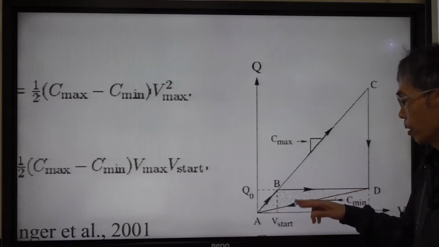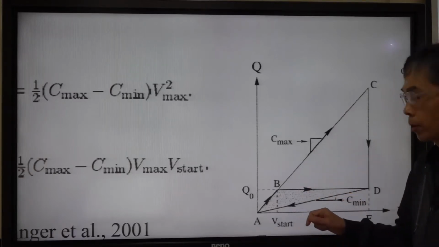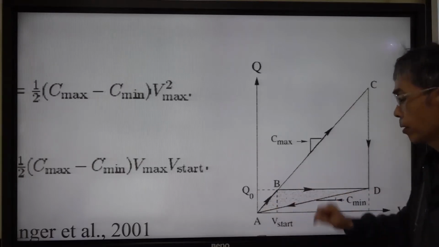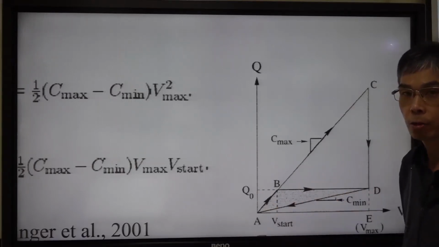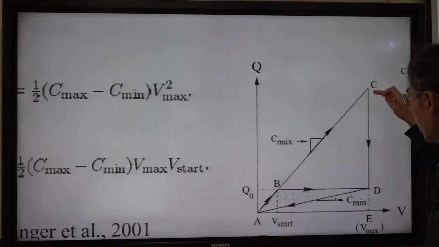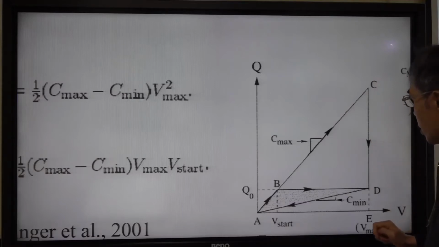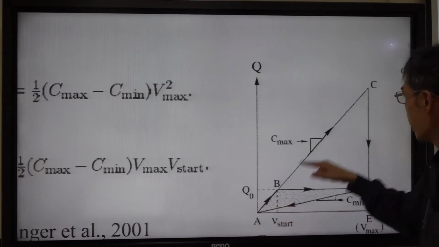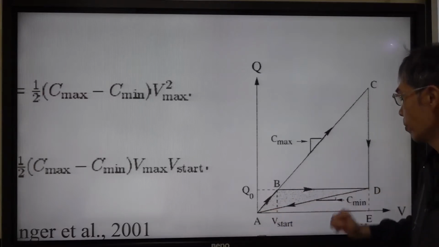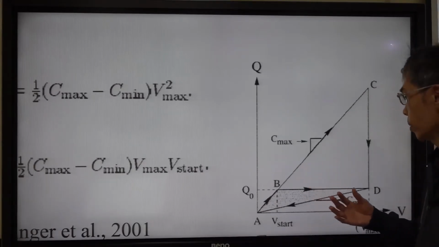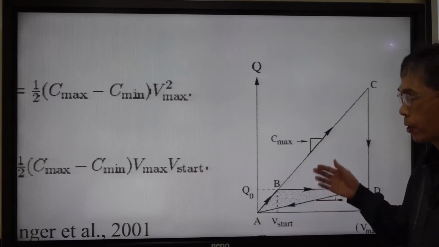For the other case, the voltage constraint case, the cycle goes from A to C, back to D, then back to A. So this is the cycle for the voltage constraint case. In this loop, from point C to point D, we have the voltage constant. Then the energy stored in the capacitor is the triangle area A, C, D, back to A. Apparently, the energy stored in the capacitor is different for these two cases.